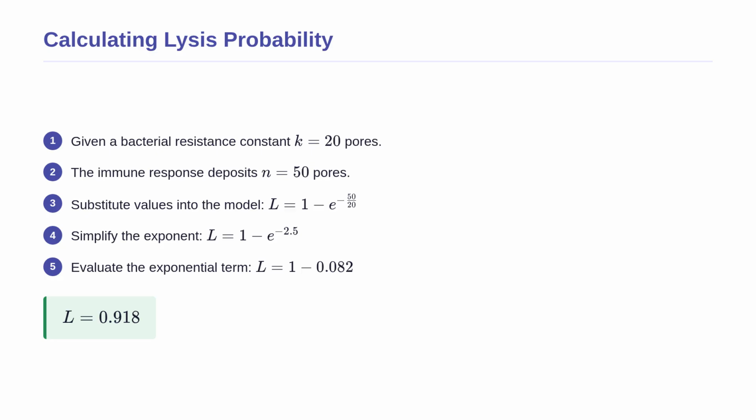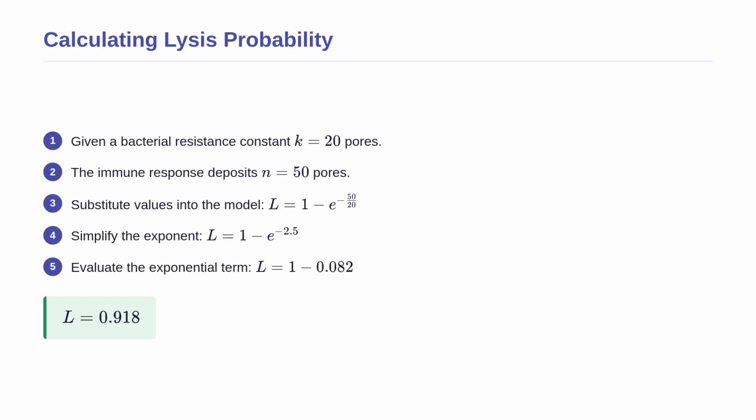Now that we have our formula, let us apply this concept to a real-world scenario. Suppose laboratory tests show a bacterial strain has a resistance constant of 20 pores. During an immune response, 50 pores are deposited on a single cell. We need to calculate the exact probability of destruction.